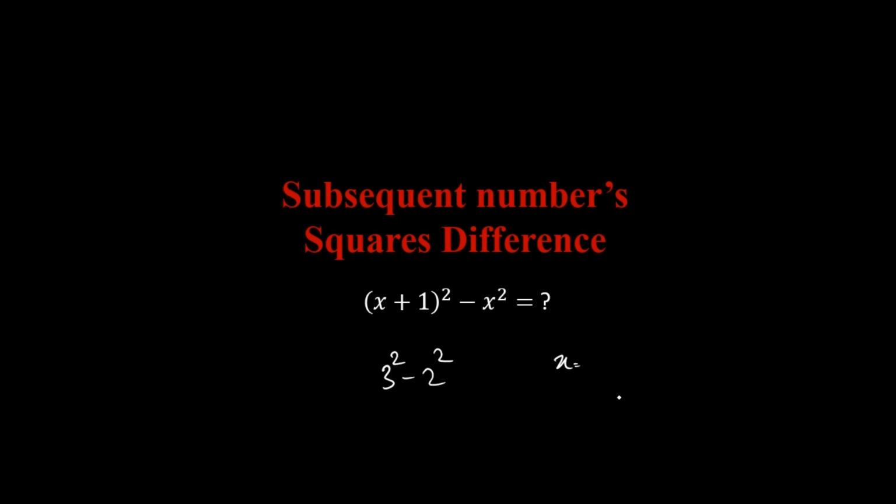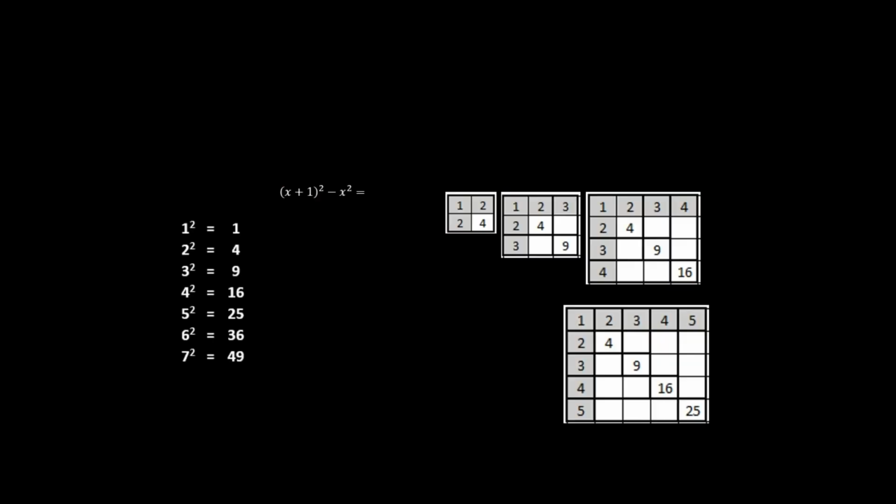If we consider x as 2, this will become (2 plus 1) square minus 2 square. Okay, so in the same way, any subsequent number, if you consider one number as x, increase it by 1, and the difference of the squares has an interesting pattern. So this is how we formulate it. Let us see how to understand graphically. So this is the formula: (x plus 1) whole square minus x square.